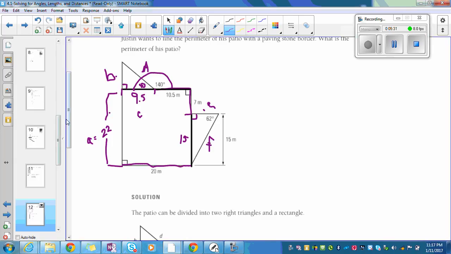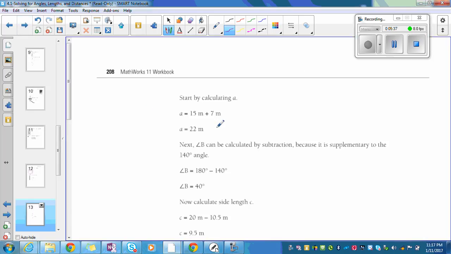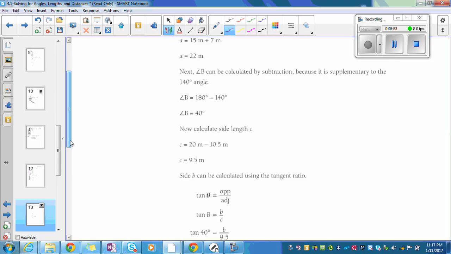So, carrying on with this diagram, like we said before, A, we looked across and that's 15 plus 7, that's 22. And we solve for that angle because it's supplementary. 180 minus 140 gives us 40. Side C, because of the bottom being 20 and that one side being 10.5, we subtracted to get 9.5.